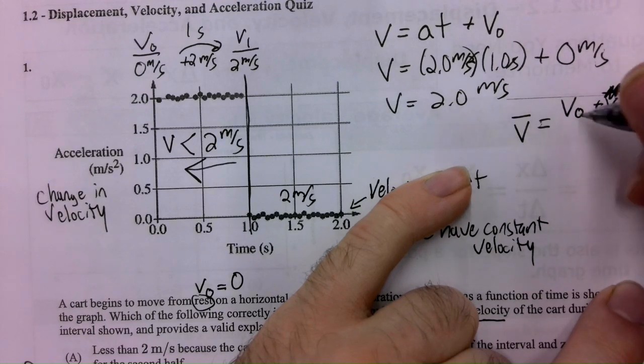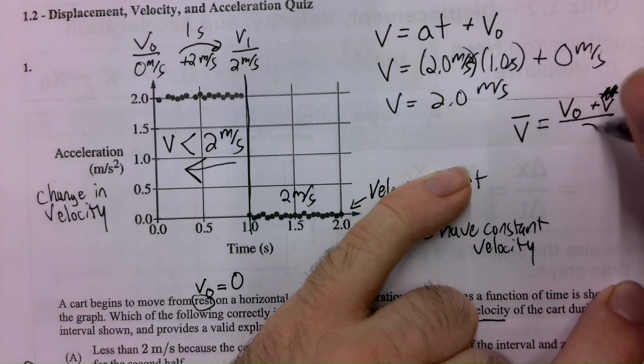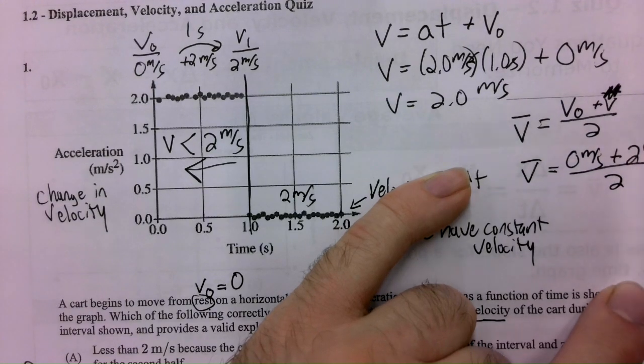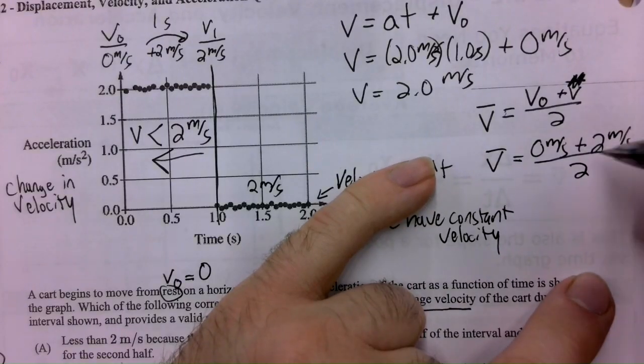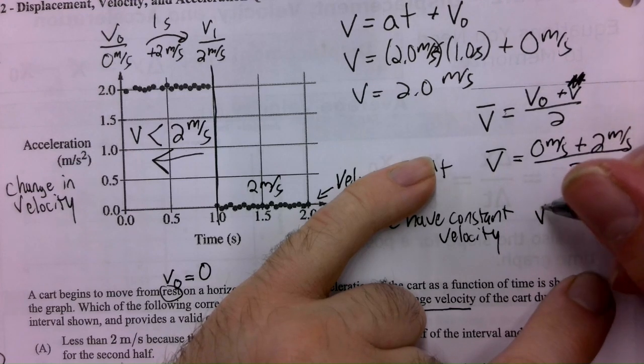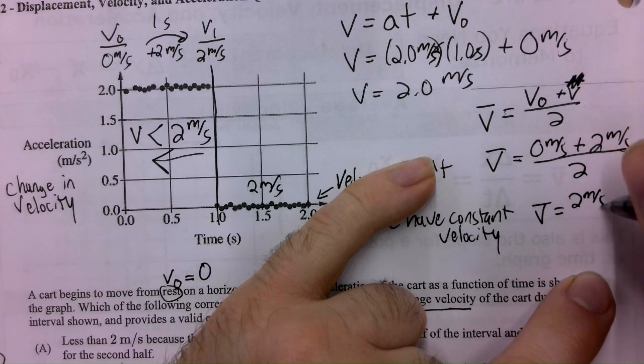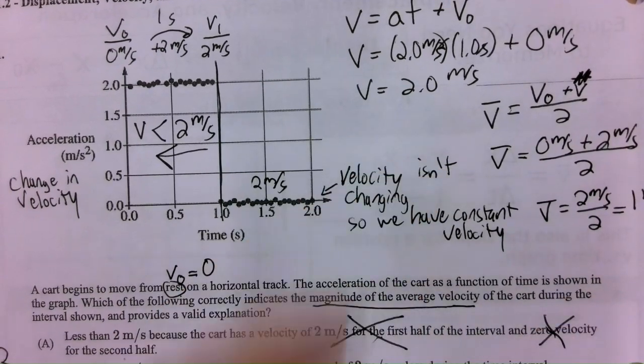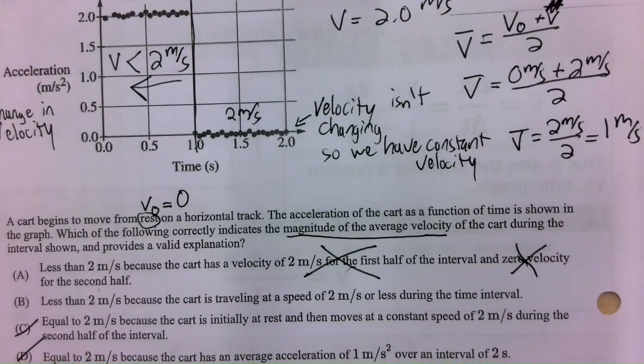Okay, so initial velocity plus our current velocity. So we get 0 meters per second plus 2 meters per second, divided by 2. 0 plus 2 is 2, divided by 2. And so our calculated average velocity is 1 meter per second, which confirms choice B.